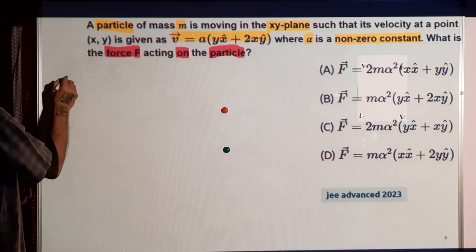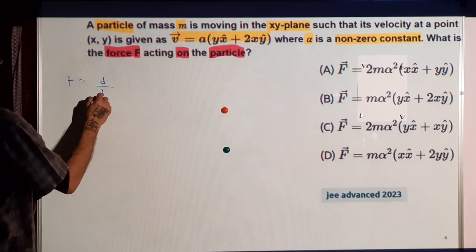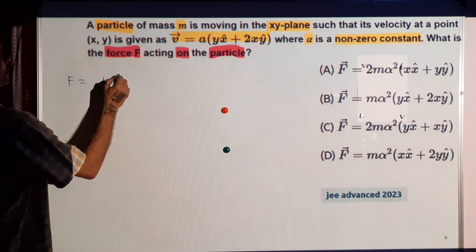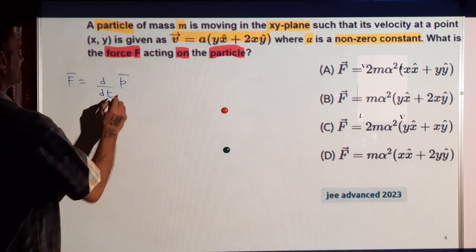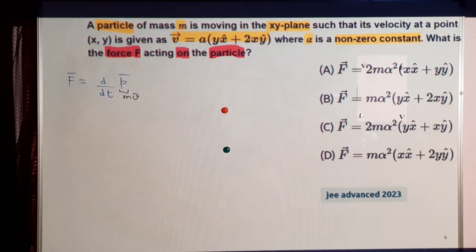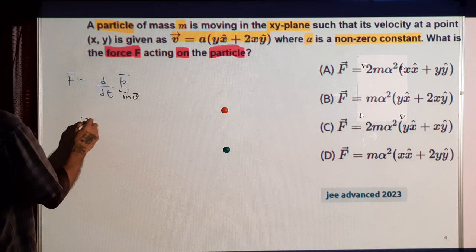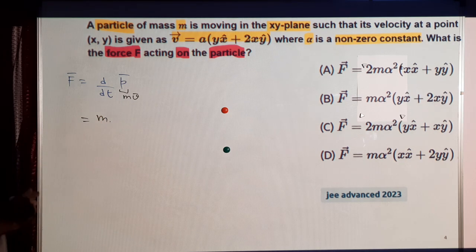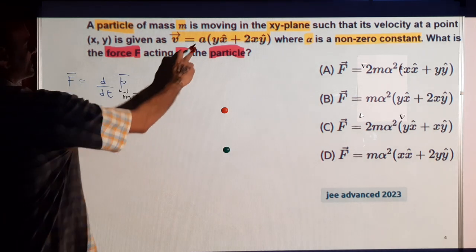Force is the rate of change of momentum. Momentum is a vector, and force is also a vector. Momentum P is mass into velocity. It's a constant mass, so mass will come out. So m into dv by dt, and v is given like this. Alpha is a constant.